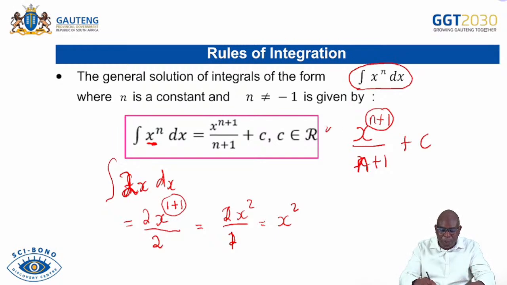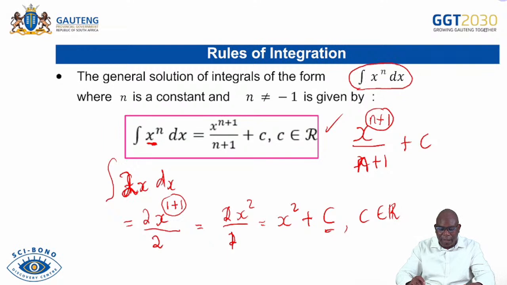So this is the rule that you must know. You must use it and you must know it. You must know how to integrate that. And remember, this one we said is plus c because we have a constant, where c will be an element of all real numbers.